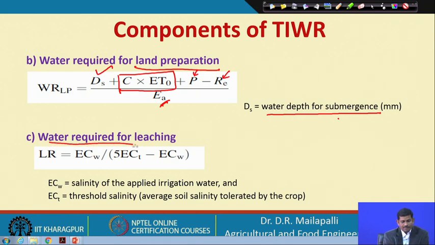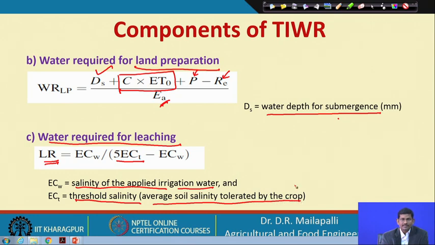Similarly, water required for leaching, we are talking about the salts. Here the leaching requirement is equal to, ECw, which is the salinity of the applied irrigation water. Water has some salts. EC is electrical conductivity, so salinity is represented with EC, that is ECw, and 5 ECt. This is a kind of threshold salinity, the average soil salinity tolerated by the crop.